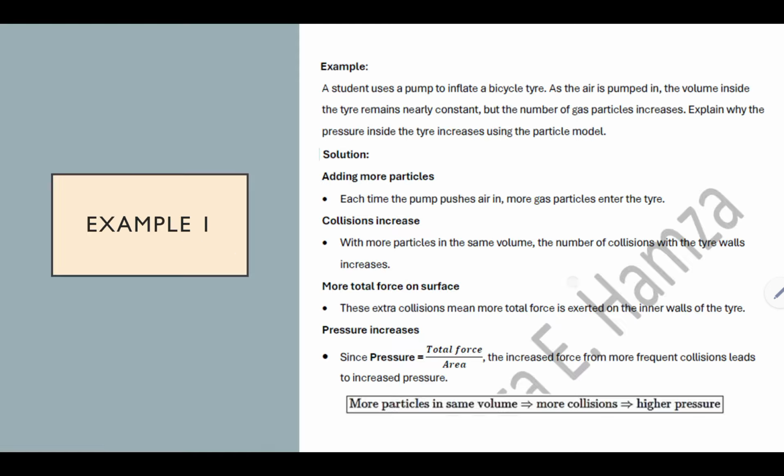Here's an example. A student uses a pump to inflate a bicycle tire. As the air is pumped in, volume inside the tire remains nearly constant, but the number of gas particles increases. Why does the pressure inside the tire increase using the particle model? Because adding more particles will result in more collisions, which, due to pressure equal force over area, will result in more pressure.